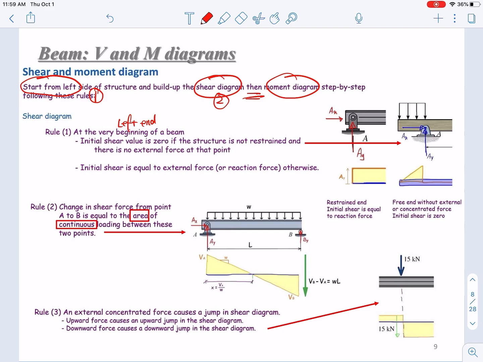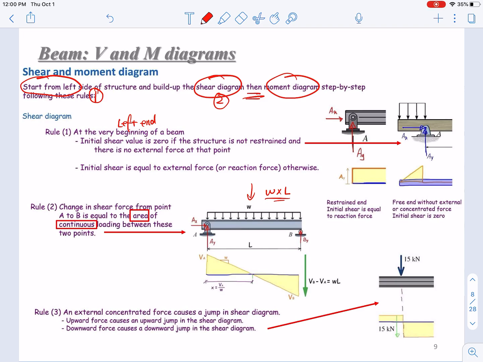Then we change the value of shear force from this point to the next point, and this change is equal to the area of the continuous loading between these 2 points. If between these 2 points you have a continuously distributed load, you can calculate its area. The area just means the area below this distribution. In the case of a constant distributed load, as shown here, this area is just W times L.